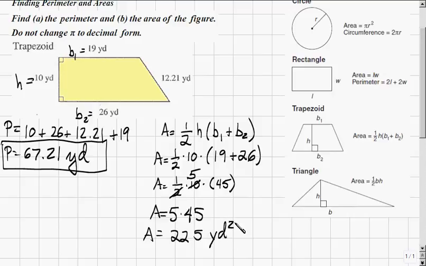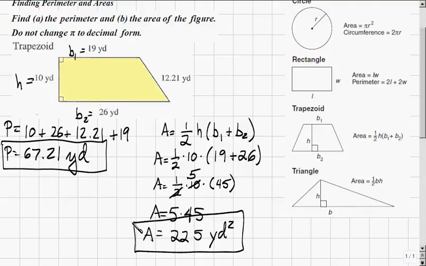We write square yards because this represents area in square units, and if we were to look at individual squares of length 1 yard by 1 yard, we would have 225 squares that would fit within this trapezoid. So the area is 225 square yards, the material on the inside.